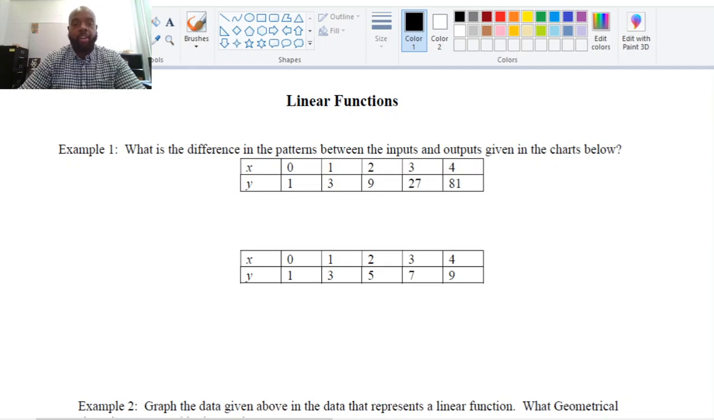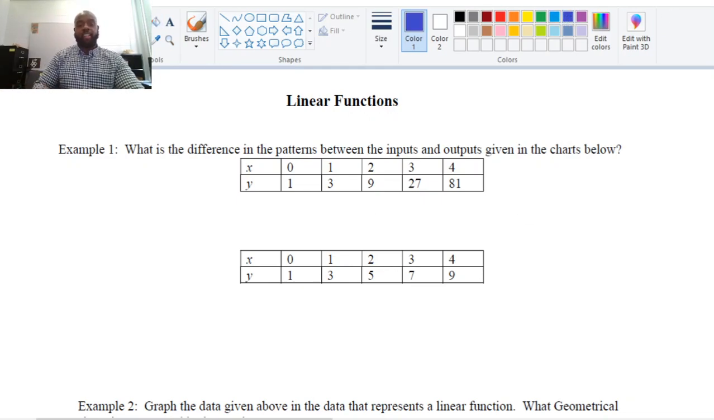Now, if you look at these patterns, notice that the x values are the same in both tables, right? And notice that we also have functions in both tables because each input corresponds to exactly one output. The difference is in how the y values or the output values change, right? In that first table, I have 1, 3, 9, 27, and 81. And in that second table, I have 1, 3, 5, 7, 9, which you know are your first few odd numbers.